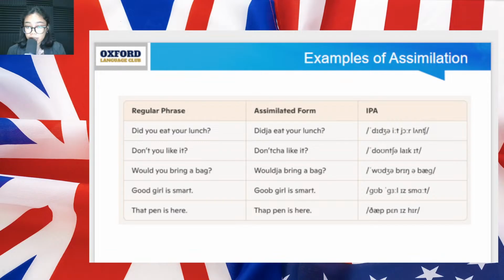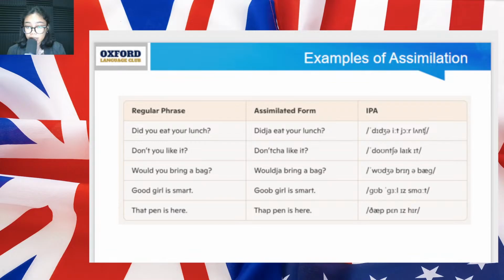So both P and B sounds, which are very similar to P, are made by closing your lips together, right? P, P, B, B. Again, P, P, B, B. So they are made by closing your lips together.